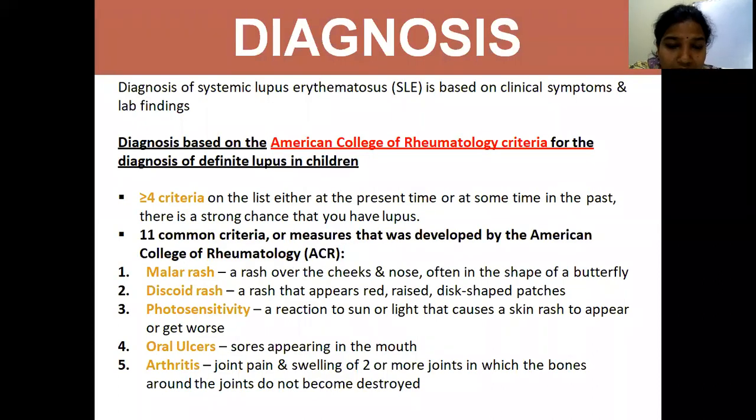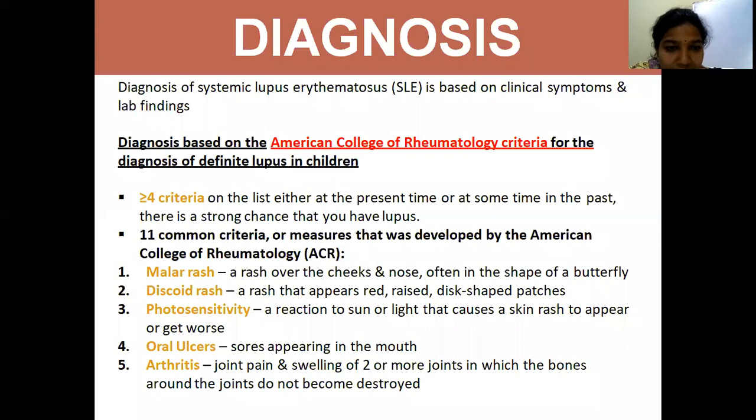So diagnosis of SLE is based on clinical symptoms and lab findings. Diagnosis is based on the American College of Rheumatology criteria for diagnosis of definite lupus in children. If more than 4 criteria on the list are present, either at the present time or at some time in the past, there is a strong chance that you have lupus. There are 11 common criteria or measures that were developed by the American College of Rheumatology.